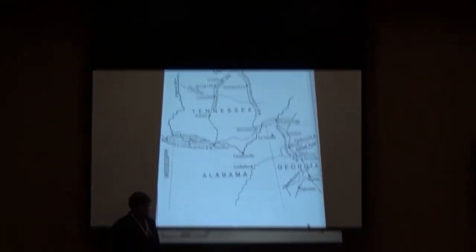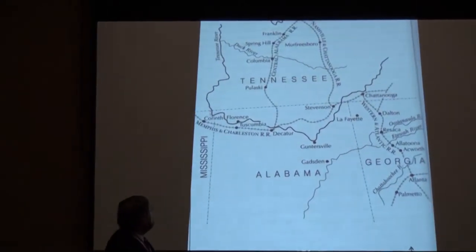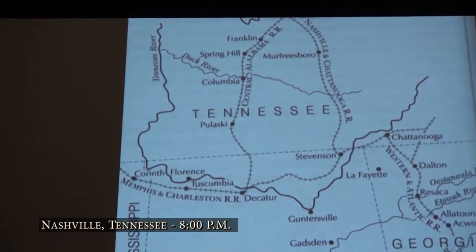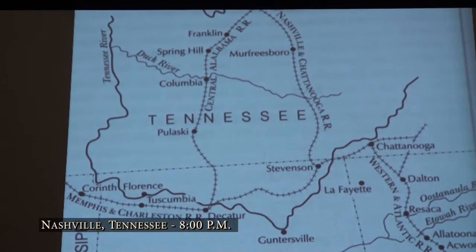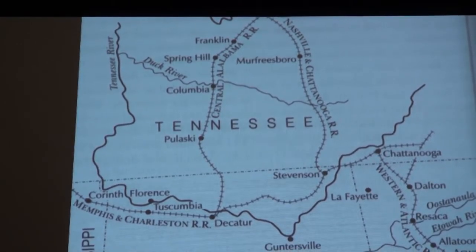They actually meet up at Florence, Alabama, and then the plan is to march north. You notice that the Central Alabama Railroad leads right up to Nashville, ultimately. That's the road to Nashville. John Schofield was sent south by Thomas to Pulaski, Tennessee, which you see there.